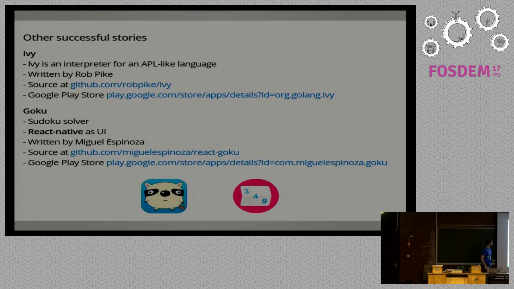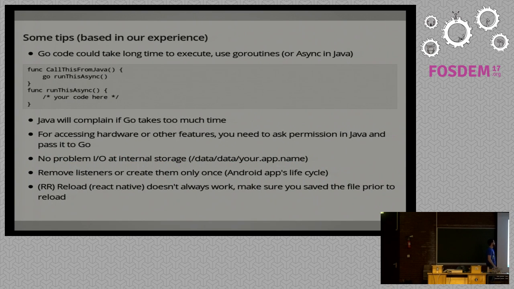There are other success stories. Maybe the most famous is Ivy from Rob Pike, which is an interpreter for the APL language. Goku is a Sudoku solver from Miguel Espinosa, which also uses React Native as the user interface. Some tips based on our experience.